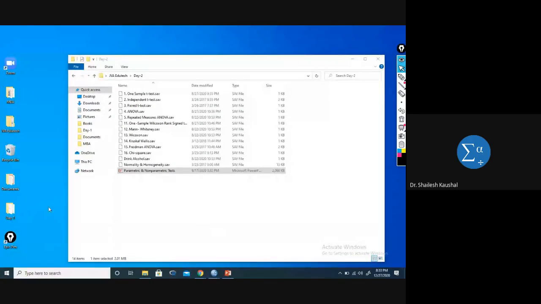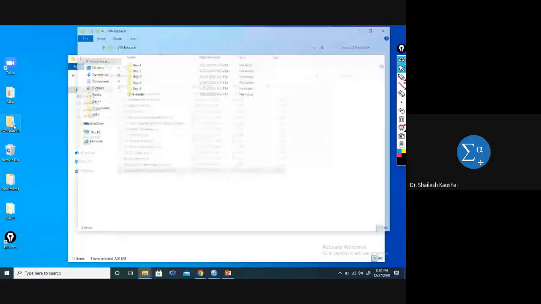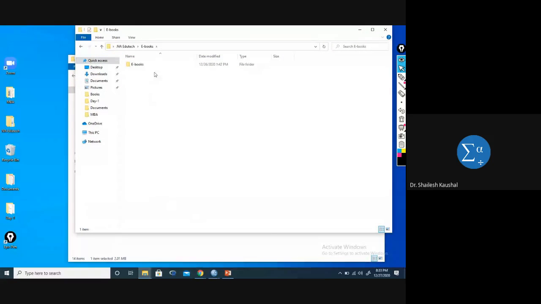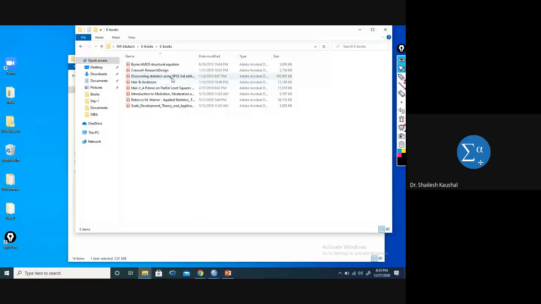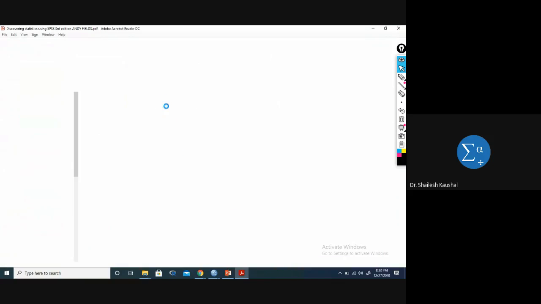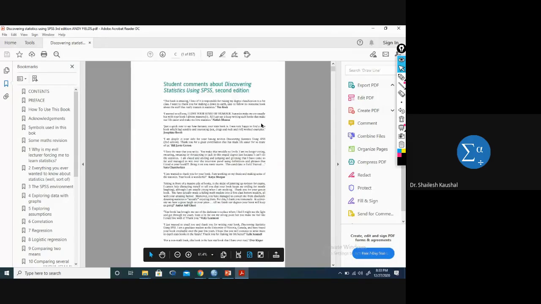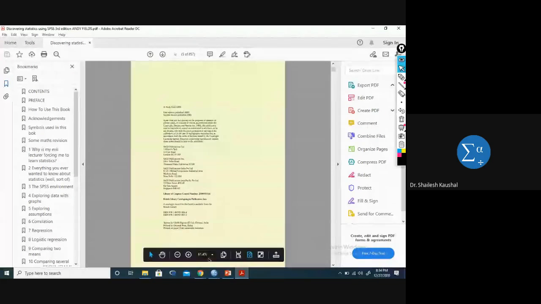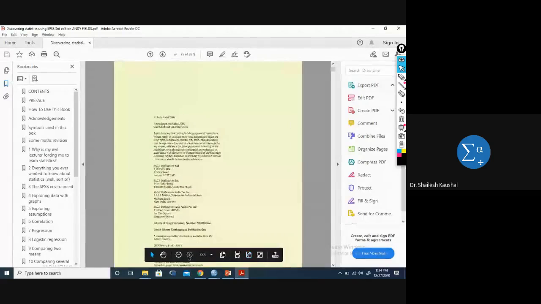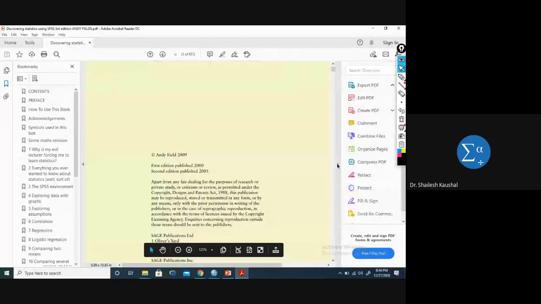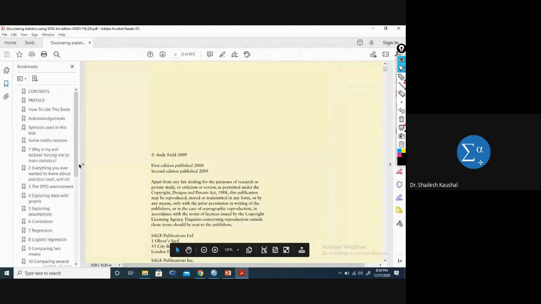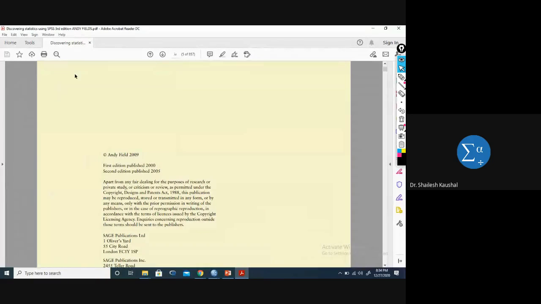इसमें एक बुक है मेरे पास, एंडी फील्ड बुक, दिस SPSS. Can you see this book? Is it visible? Yes, please? Yes, sir. Okay. देखिए एंडी फील्ड बुक है. वी विल प्रोवाइड यू दिस बुक और हाउ टू interpret the result. So I am showing you the non-parametric.